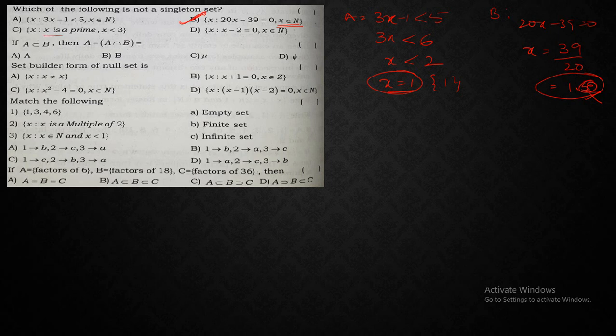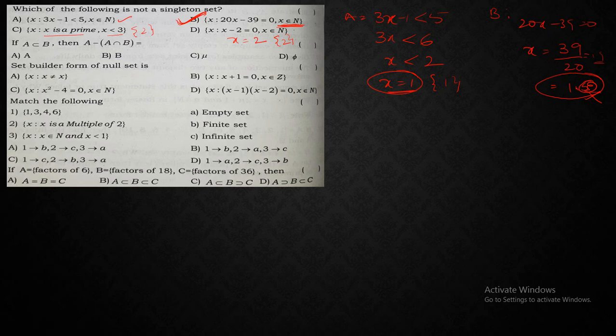Next, x is a prime number, x less than 3. That means this is a set of 2. Next, x minus 2 is equal to 0. That means x is equal to 2. Again, this is a set of 2. So from this, these 3 sets are singleton sets and this is an empty set, because we are getting 39 by 20, which is 1.9 something, which is not a natural number. So clearly this is not a singleton set.